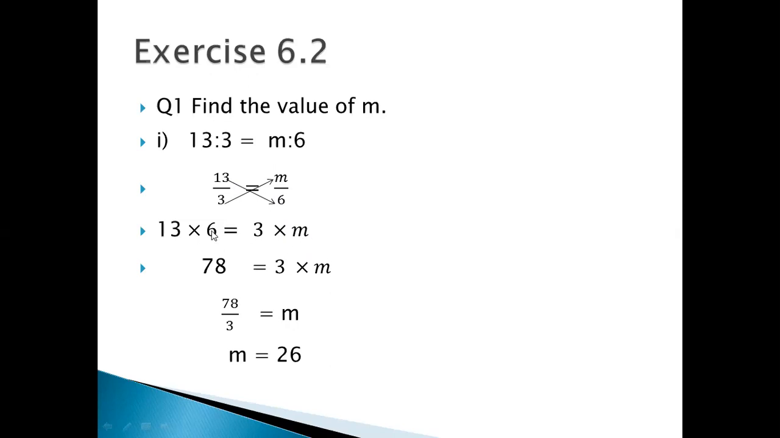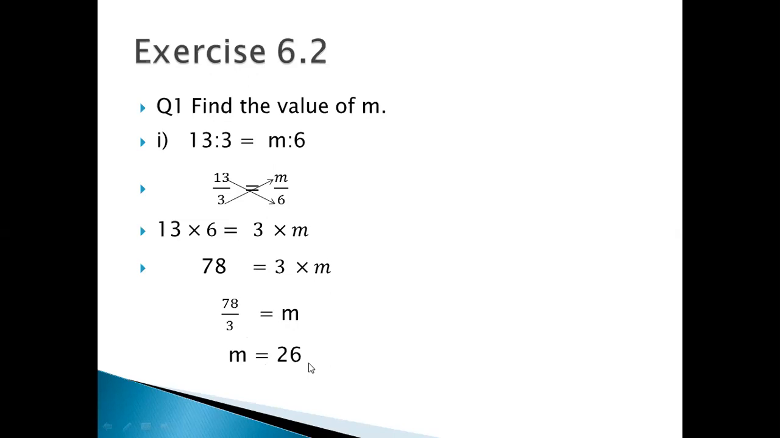13 multiplied by 6 gives 78. And on the other side, 3 multiplied by m: one is the variable and the other is a digit, so you can't multiply them, you just write 3m. You are going to find the value of m. So 3 is multiplying here; when shifted to the other side it will be divided. So 78 divided by 3, m is equal to 26. You will get the value of m.